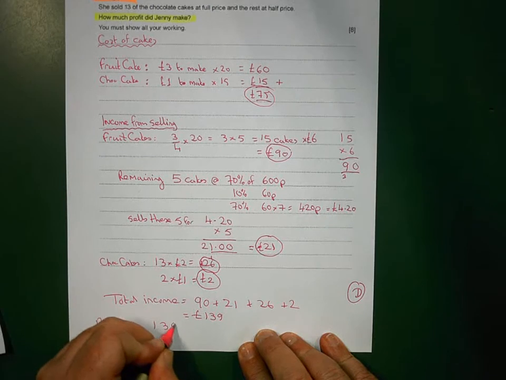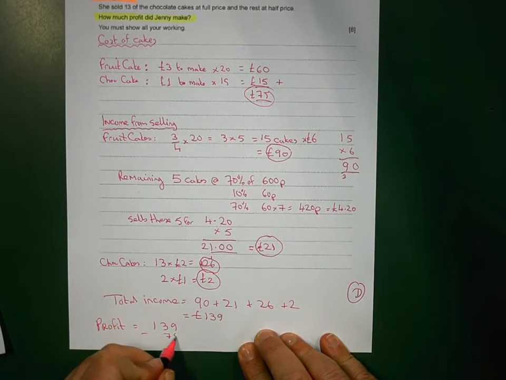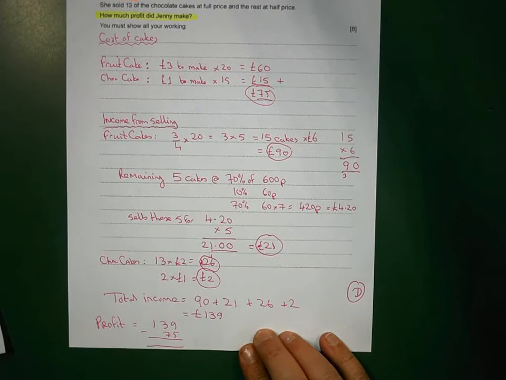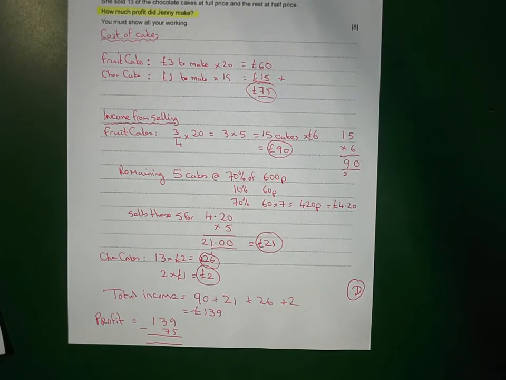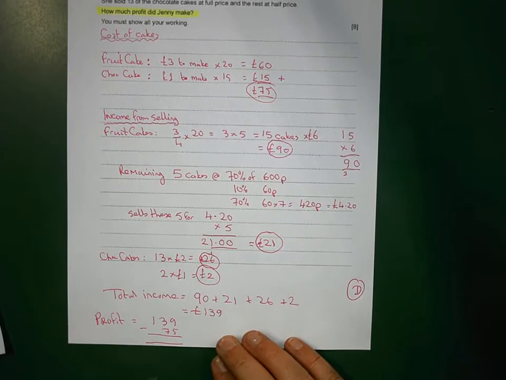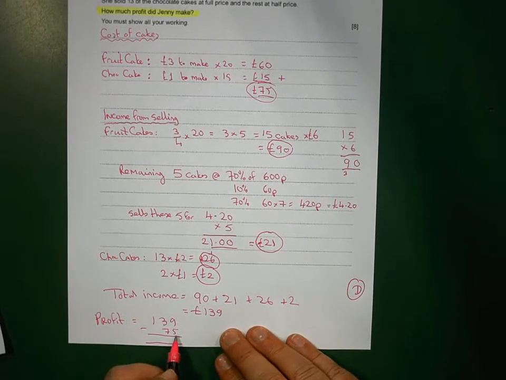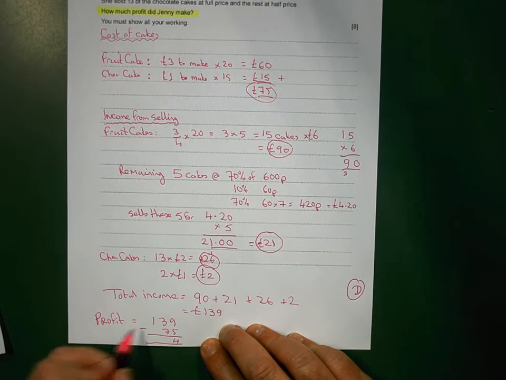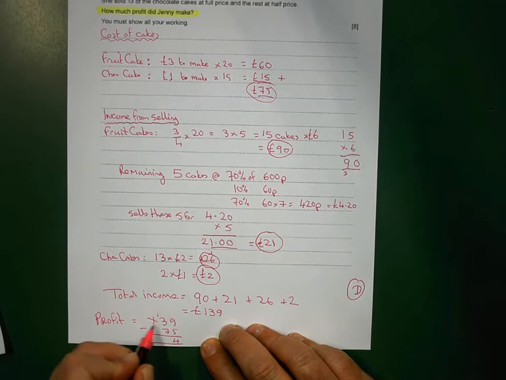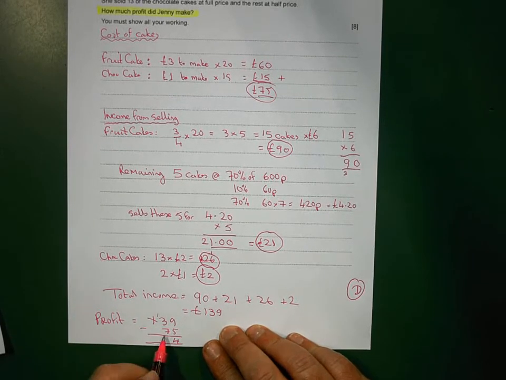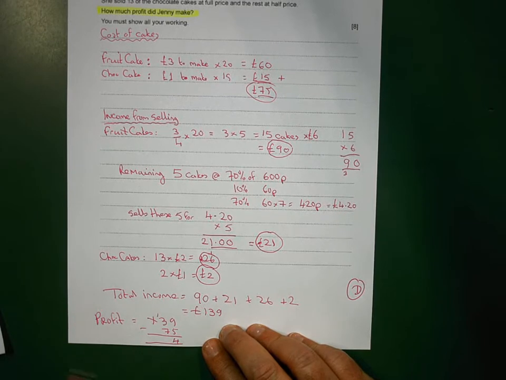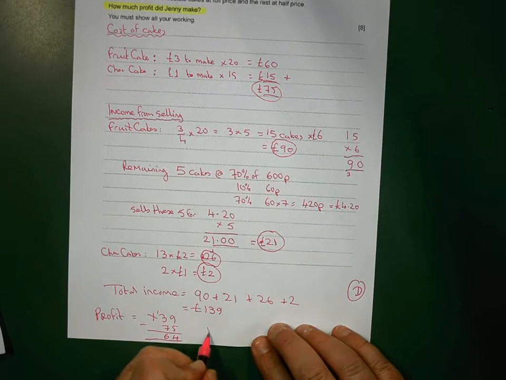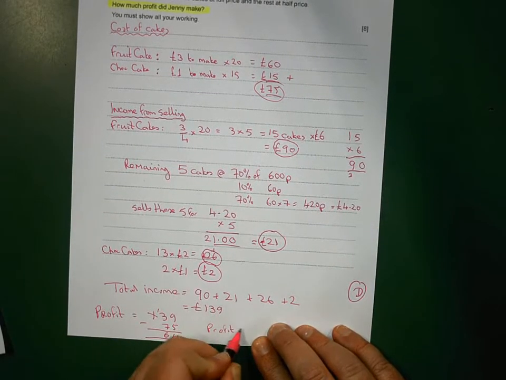139 less 75. Now whatever subtraction method works for you is fine, whether you're going to do counting on or whether you're going to do it in columns like this. So 5 take away 9 is 4. 7 take away 3 you can't do, so you have to move from the next column. And 7 from 13 is 6. So the profit is £64.